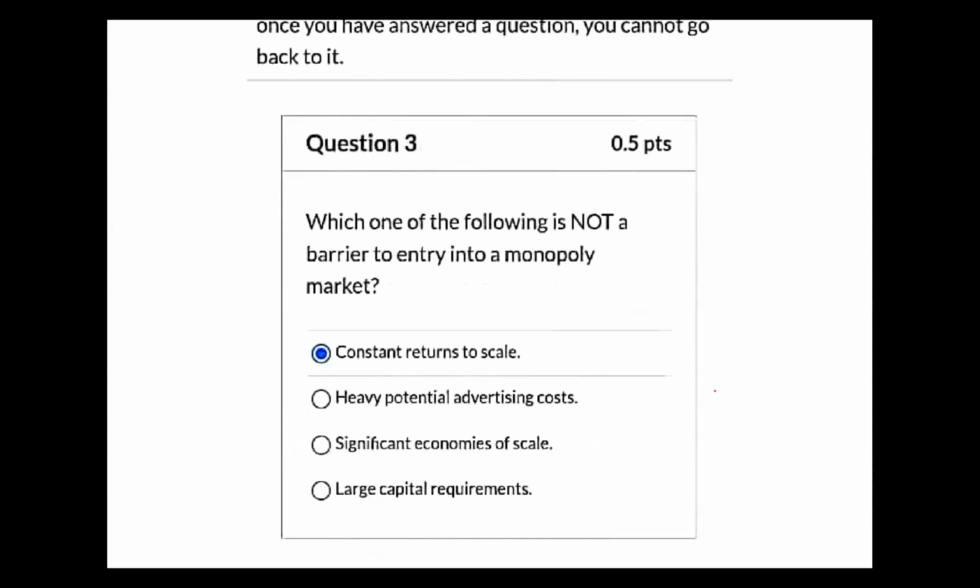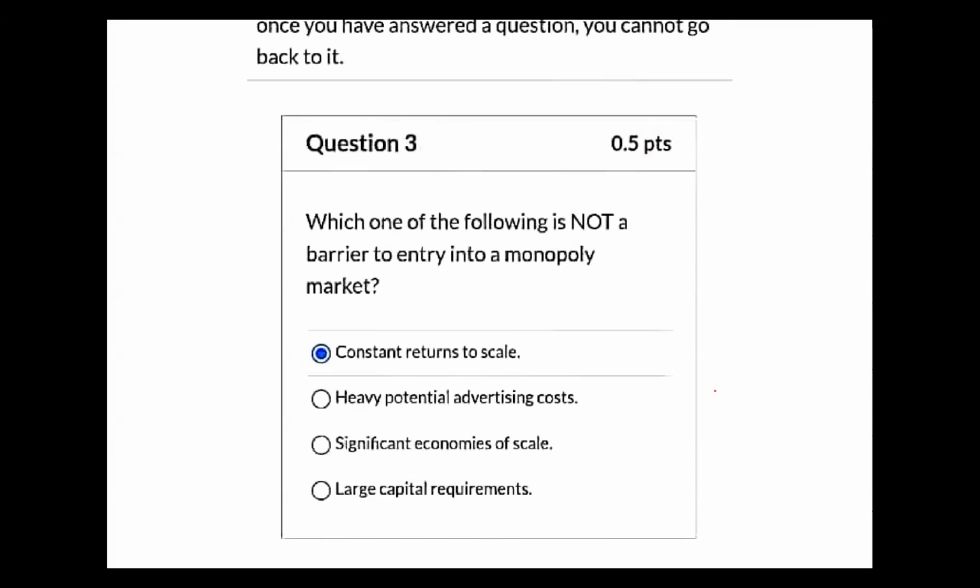When you look at heavy potential advertising costs, who can explain how advertising costs become a barrier to entry? Let's validate. How do advertising costs become a barrier to entry? It disadvantages the small firms, which have limited resources.